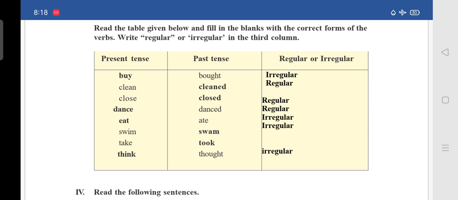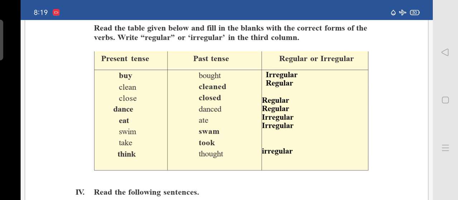So see here, past tense again, ate. Ate means, what is the present tense? Eat. Eat, ate. Isn't it? So it is irregular. Swim. They have given swim. Swim means swam. Swim, swam. It is also irregular. Take. Took. Take, took. It is also irregular.